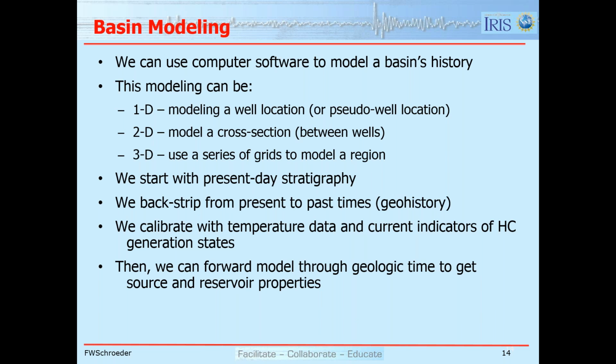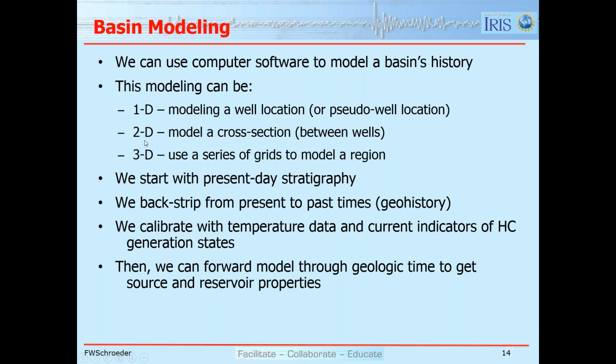One of the things that we can do with computers is we can model how basins have subsided and how different properties like temperature or hydrocarbon generation have occurred over geological time. That model can be done one-dimensionally. We can use a well location and model the burial, and I'll show an example of that in a couple of slides coming up. We can also have a pseudo well location, and by that I mean there's no actual well drilled at the location, but from our seismic interpretation of the seafloor and all the deeper horizons, we can model it as if we knew what the stratigraphy was.